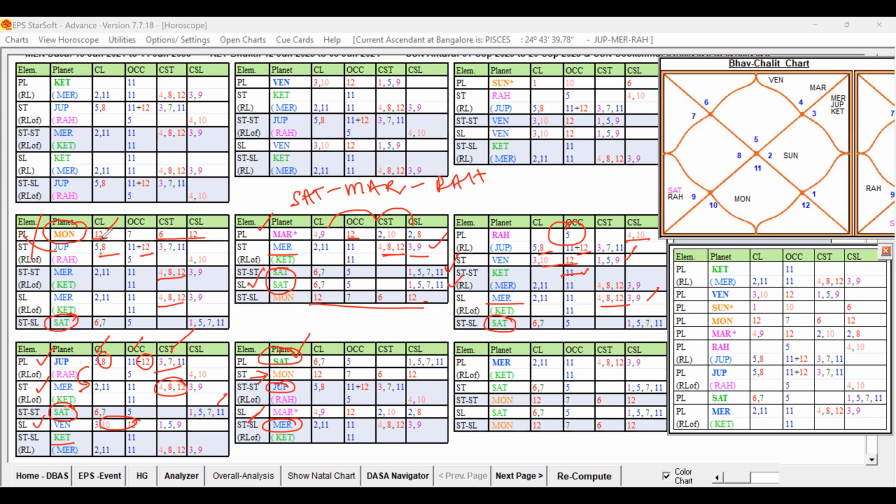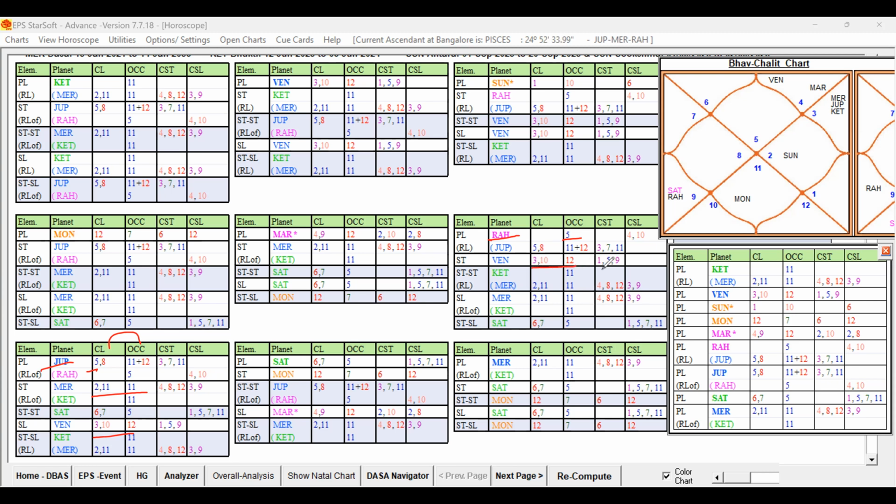Why not Moon? That we already discussed. Moon already is weak, right? So that way we can see comparatively why Rahu is stronger than Jupiter. Otherwise, if you look at that Jupiter, 5th lord, 2, 11, 11, and sublord only having some weakness. But here you can see, if you take only CL and OCC, if you take Rahu occupying 5th house, but star lord is 3, 10, 12. It is not so strong.